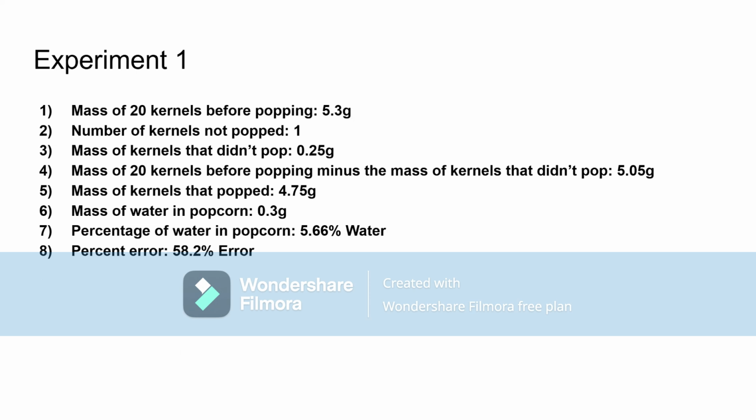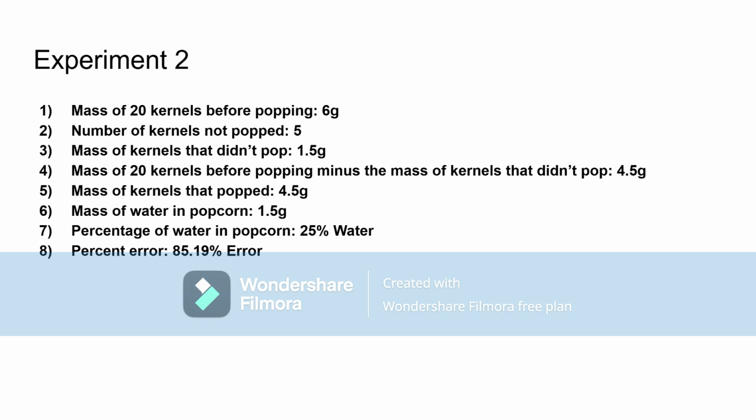So here's experiment 1. Of the 20 kernels, the mass was 5.3 g. One kernel did not pop, so the mass of kernels that didn't pop was 0.25, making the mass of the kernels before popping minus the one that didn't pop 5.05. The mass of the popped kernels was 4.75, making the mass of water in the popcorn 0.3, which gave us a percentage of water in popcorn of 5.66%. This led to a percentage error of 58.2%.